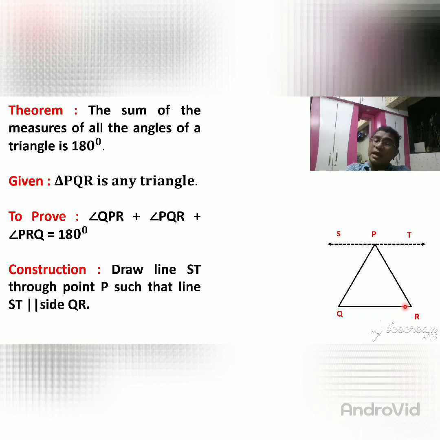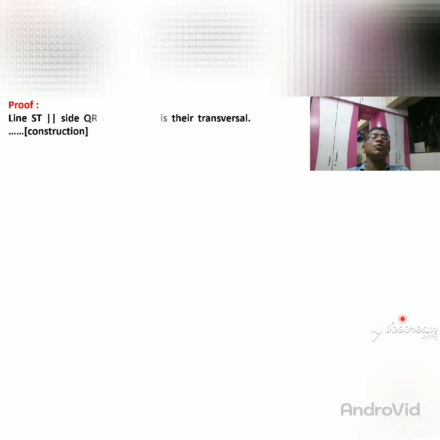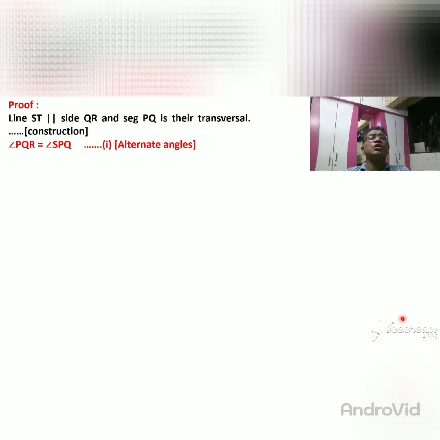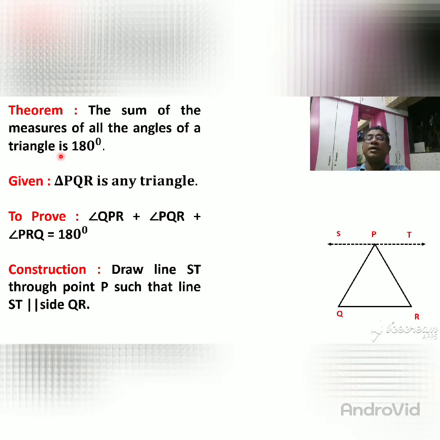Okay, so that we can show the alternate angles congruent, for that purpose we can draw ST parallel to QR. Do you understand it? Then we are going to see the proof. This is already explained: ST is parallel to QR and PQ is the transversal. I am showing you this Q angle and P angle, they are alternate angles. But some of the students don't understand, so I am going back and explaining again.